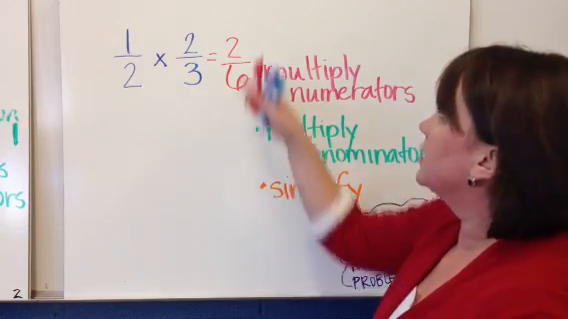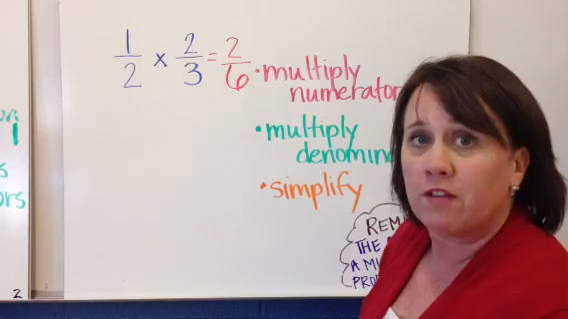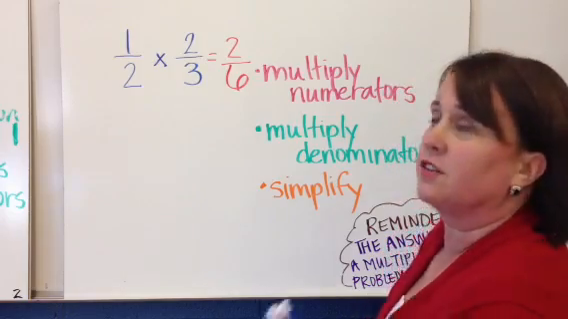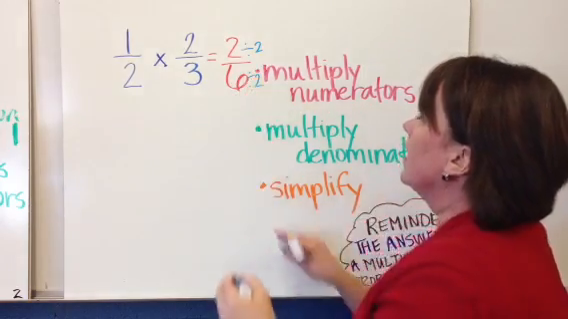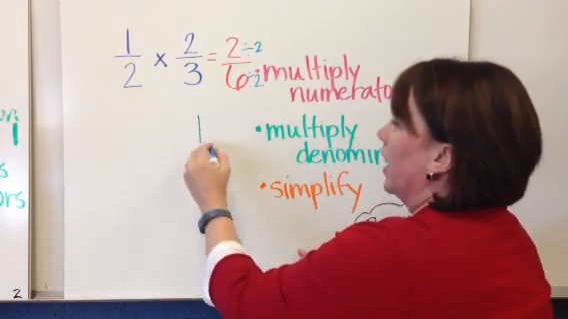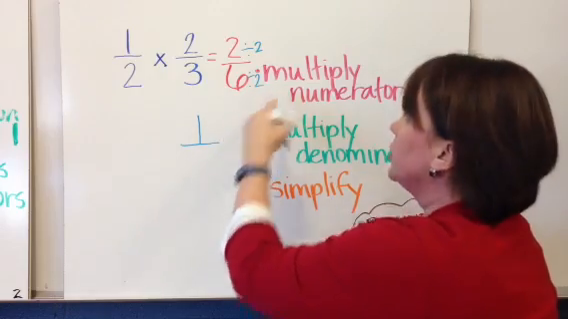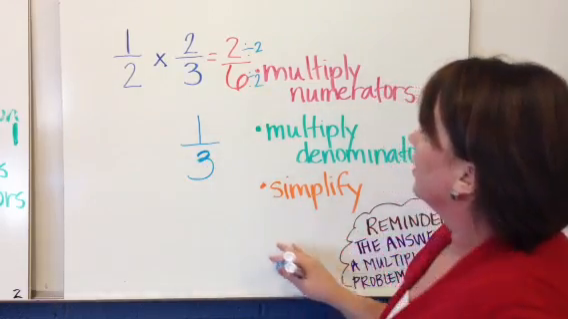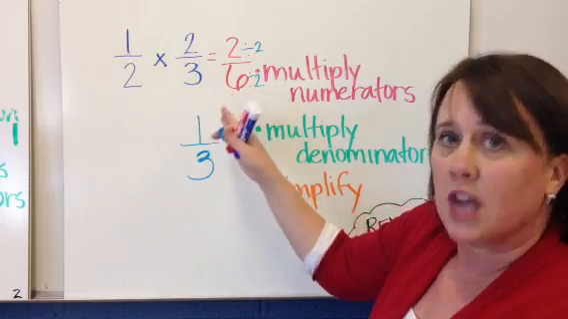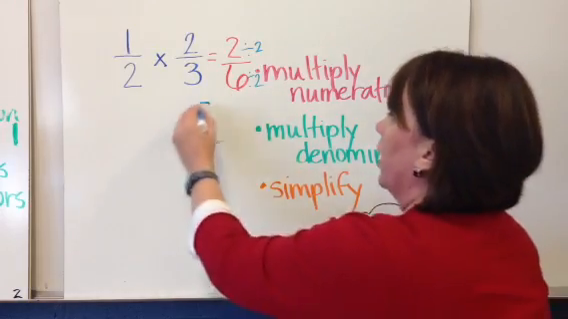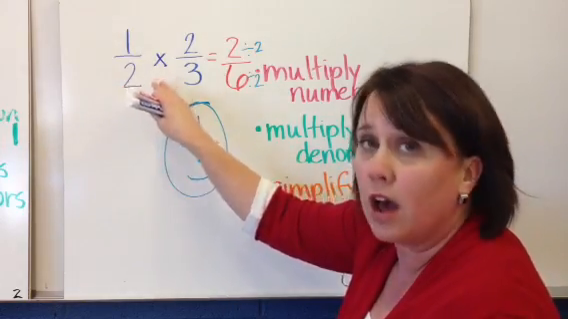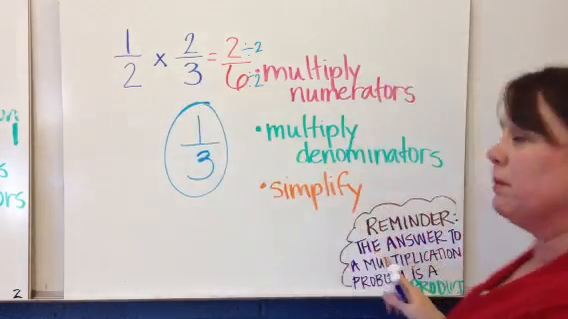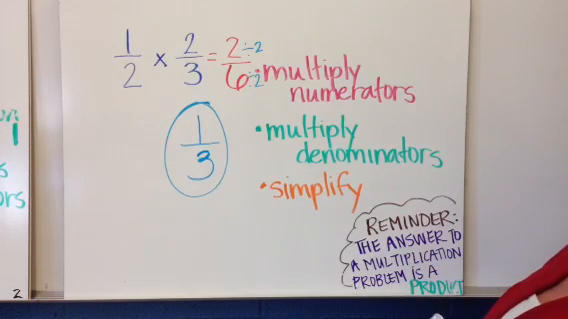And in this case, 2/6 has a common factor of 2, so we can divide 2 by 2 and 6 by 2. 2 divided by 2 equals 1, and 6 divided by 2 equals 3. So we have that 1/2 times 2/3 equals 1/3, because that's really the same thing as half of 2/3. Now remember, the answer to a multiplication problem is called the product.